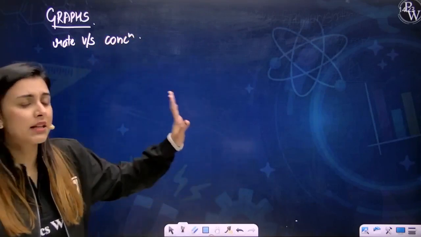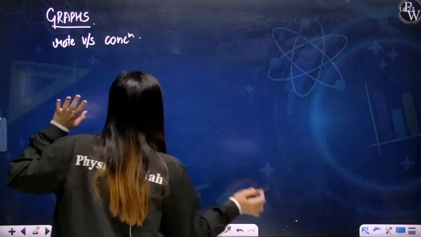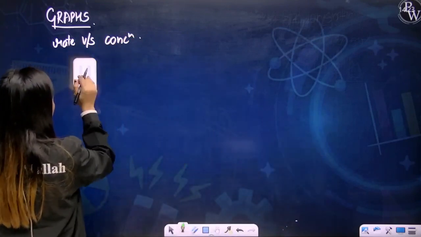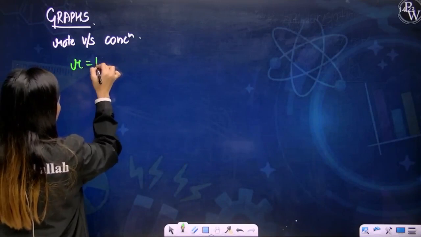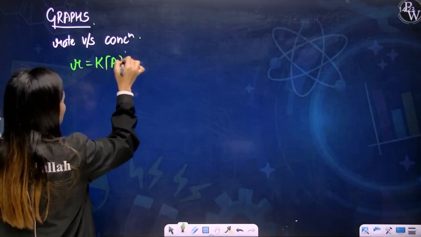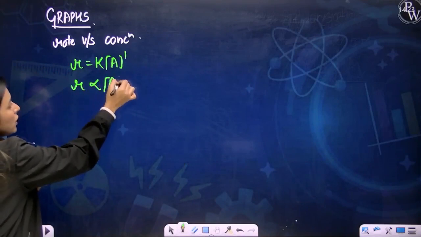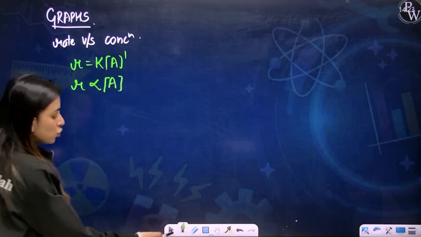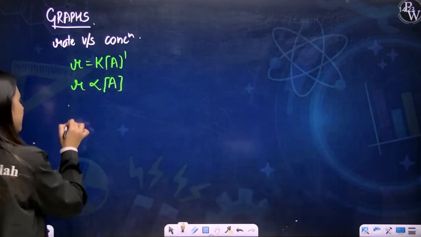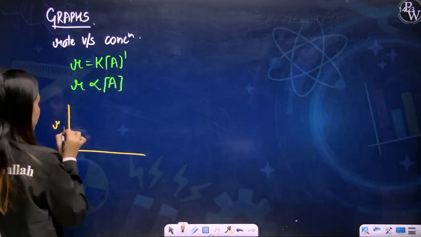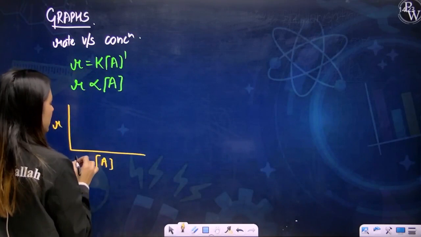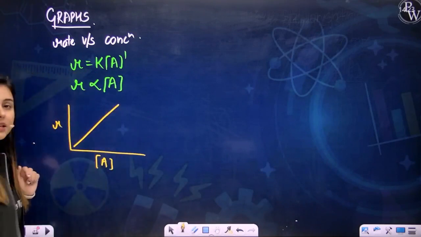It is the first thing that you write for the first order reaction, that R is equal to K A raised to the power 1. So can I say that your rate is directly proportional to the concentration of reactant? So your plot will be something like this, where this is your rate, this is the concentration of the reactant, and it will be a straight line graph.